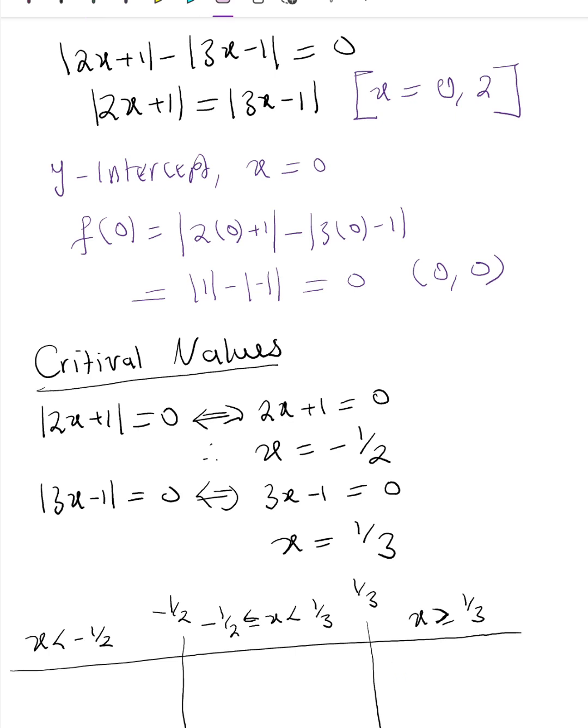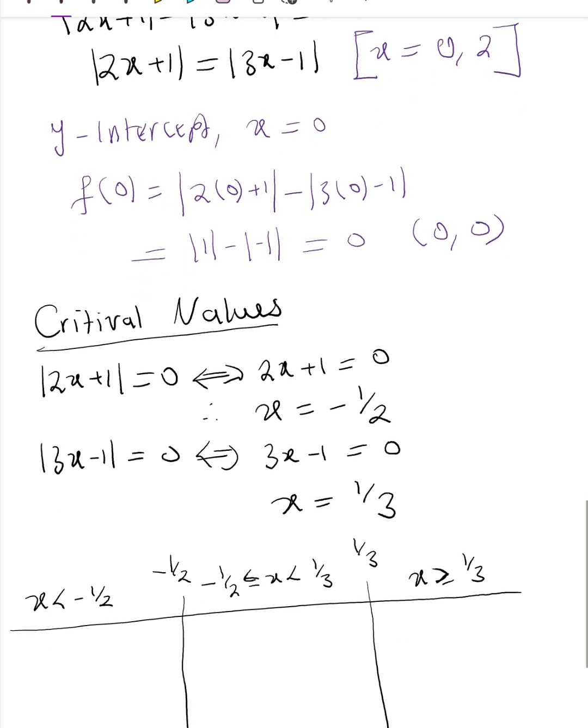Let me use a different color. That is 2x plus 1 minus, the other one is also positive, so that is 3x minus 1. This becomes 2x plus 1 minus 3x plus 1. So this is 2x minus 3x, which is negative x, then plus 2.